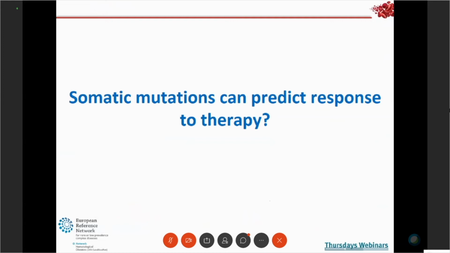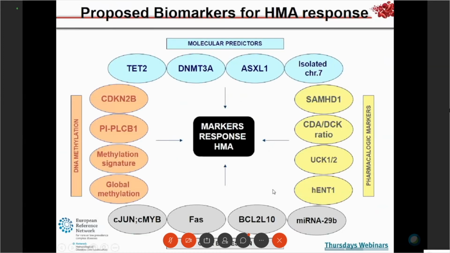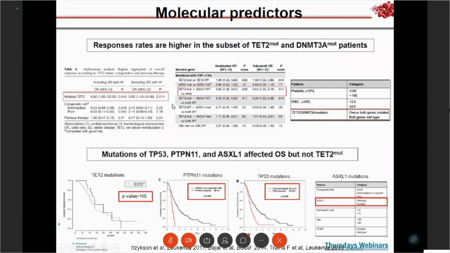Finally, I want just to say a few words on somatic mutation and response to therapy. You know that there are many proposed markers of response to several agents, and especially to hypomethylating agents. There has been a lot of discussion in the past years on the better response conferred by the presence of TET2 mutation, apparently only when TET2 has a variant allele frequency above 10%.